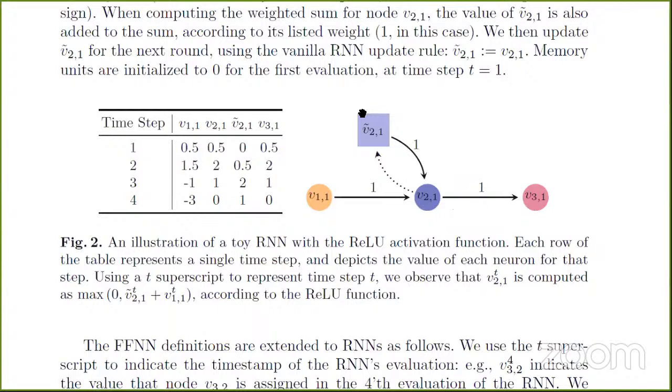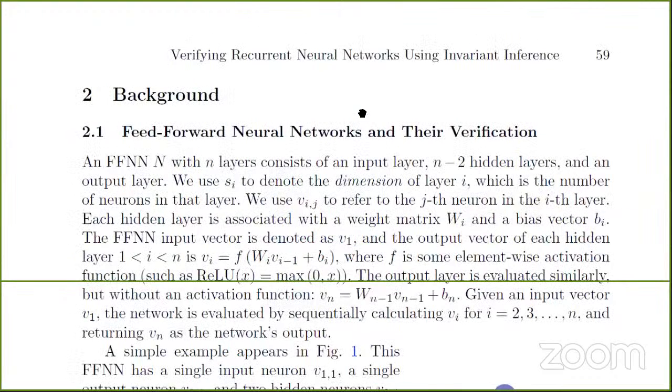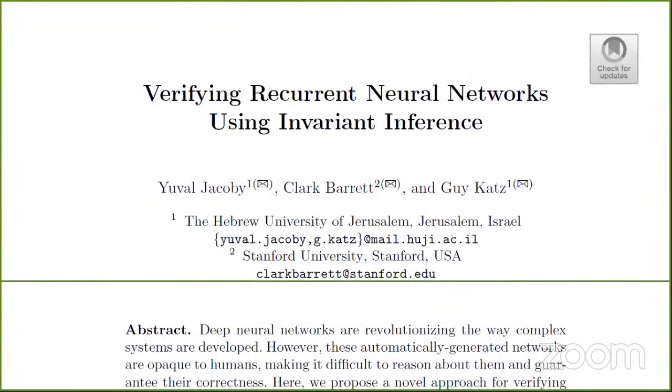Yeah, so this paper talks about... I'll show you the title of this paper. So this one says, Verifying Recurrent Neural Networks using what is called Invariant Inference. Those of you who don't understand what invariant inference is, or what even invariants are, we can address this problem of understanding what invariants are and how to infer them later. Let's not worry about this part now.